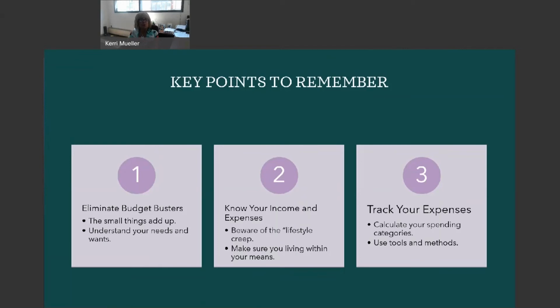Your home, safety, and food are things that you need. Number two, know your income and expenses. Beware of the lifestyle creep, because as you earn more income, do not spend it all. With every increase in income, you need to budget half of the money to your savings and add the other half to discretionary income.